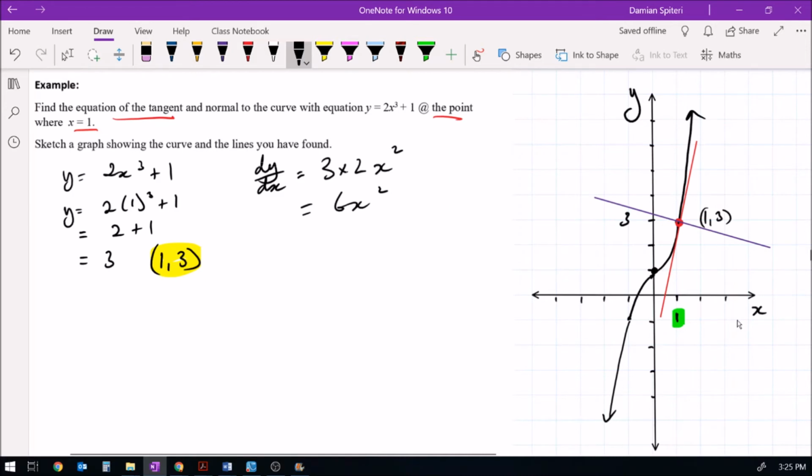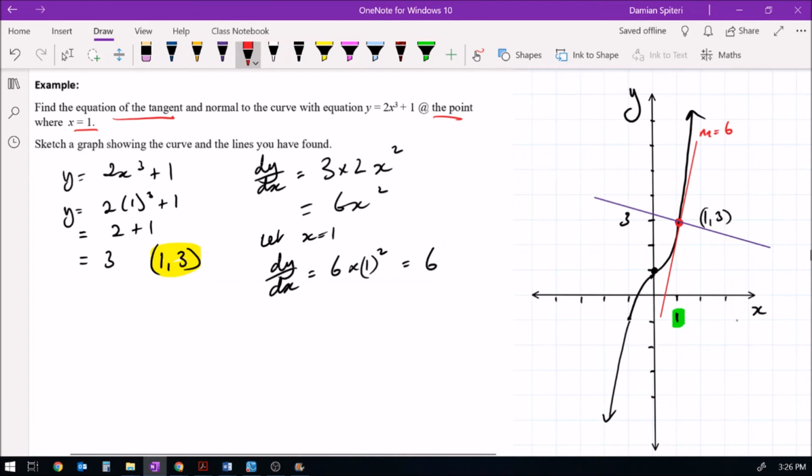Now we want to know what the gradient is when x equals 1. So we let x equal 1, so that the gradient at that point is 6 times 1 squared, which is 6. So the gradient at that point is 6. So this means that the gradient of this tangent line is 6.